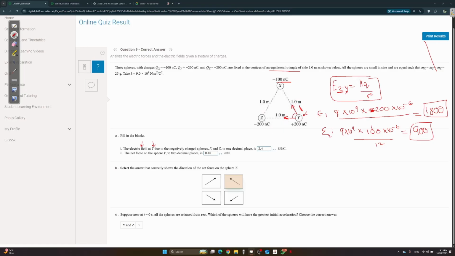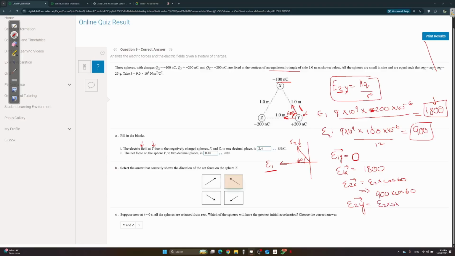So easy. You now have both electric fields. What's the angle between them if they're an equilateral triangle? 60. You just resolve it. You have this one here, this one here. This one was E1, this one was E2. You have 60. So let's see, E1Y, what's its Y component going to be? What do you think? It's going to be 0. E1X, since there's no Y component, is just the value of E1, which is 1800. Now E2X is going to be E2 times cosine of the angle, so 900 cos 60. E2Y is going to be E2 times sine 60, so 900 sine 60.